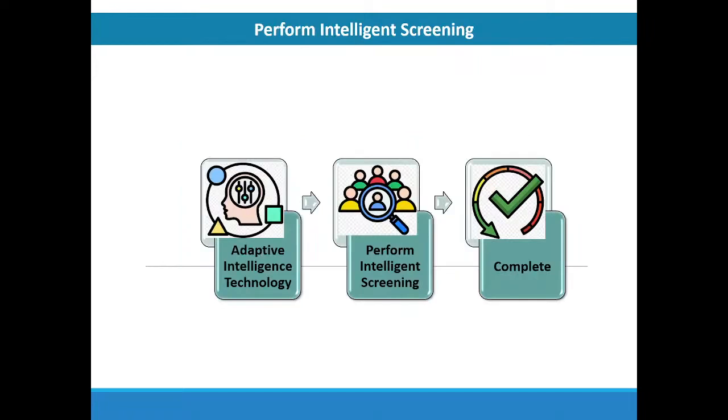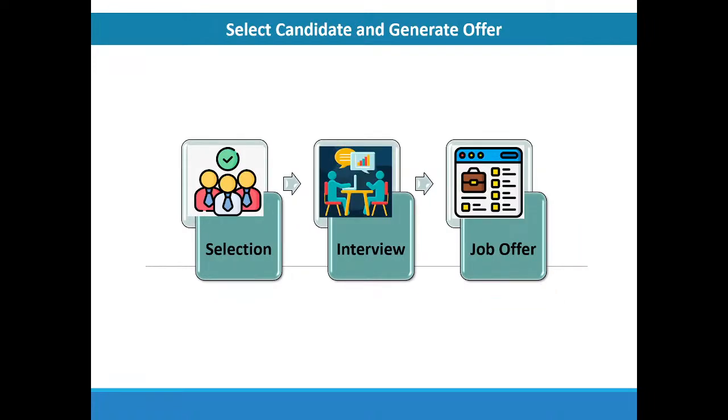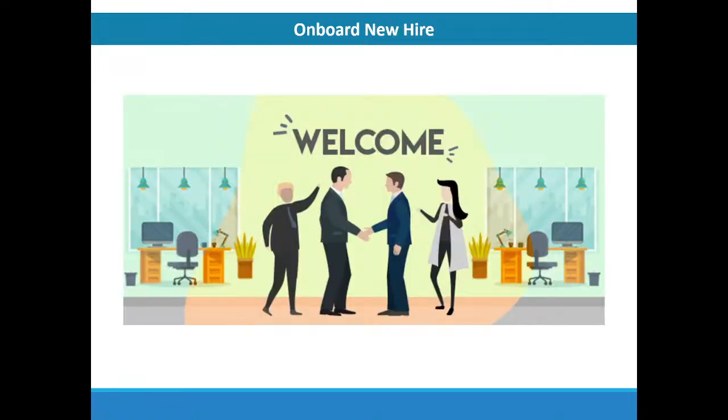And then at the next point you have to perform the intelligence screening using adaptive intelligence technology, and then complete. After that, you can select your candidate and interview those candidates, and if the candidate is selected then you can send them the job offer, where you can fill in the salary details, the company details and the terms and policy of the company, and then at last you can onboard the new hire.